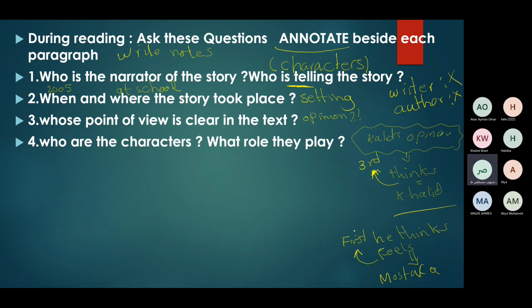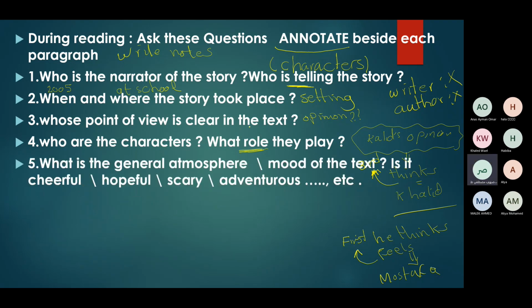Four, who are the characters? And here I'm not asking you about their names, Jack, Mark, Henry. No, I'm asking you about their role, because this is what matters. So ask yourself, if Jack is a teacher, Mark is an alien, somebody else is an officer, and so on.